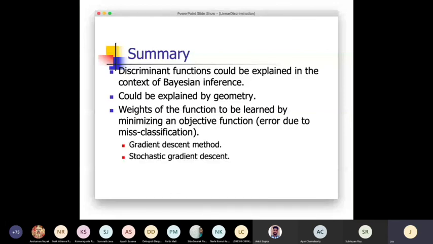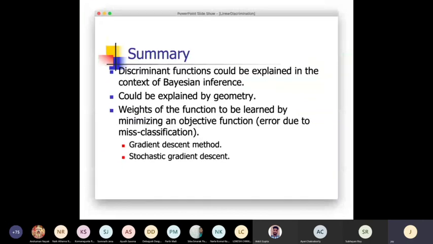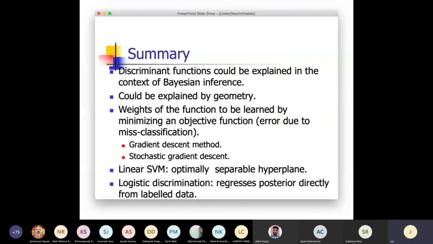You can use the stochastic gradient descent method, where I mentioned the single sample relaxation technique, methods of weight updation. We have discussed linear SVM, also the SVM with nonlinear, non-separable classes. That is also a linear SVM form. And another case where you can use the kernel matrix to get nonlinear boundaries. And finally, we discussed logistic discrimination, where we can get the posterior directly from the labeled data.